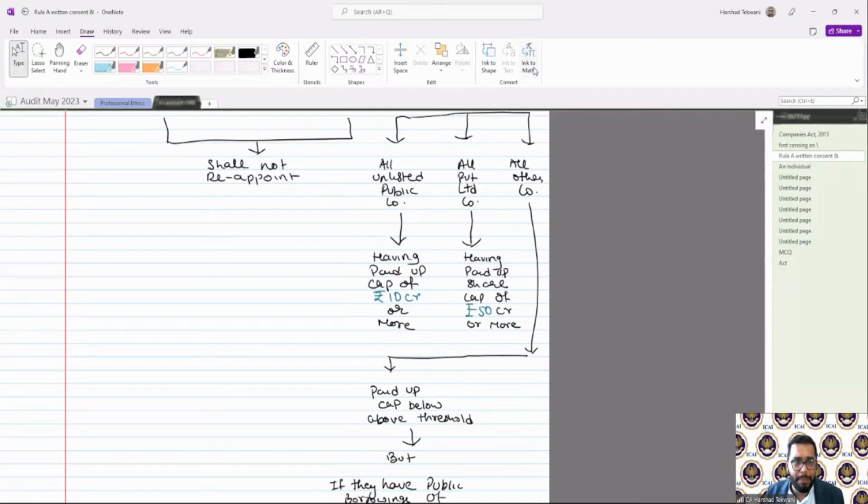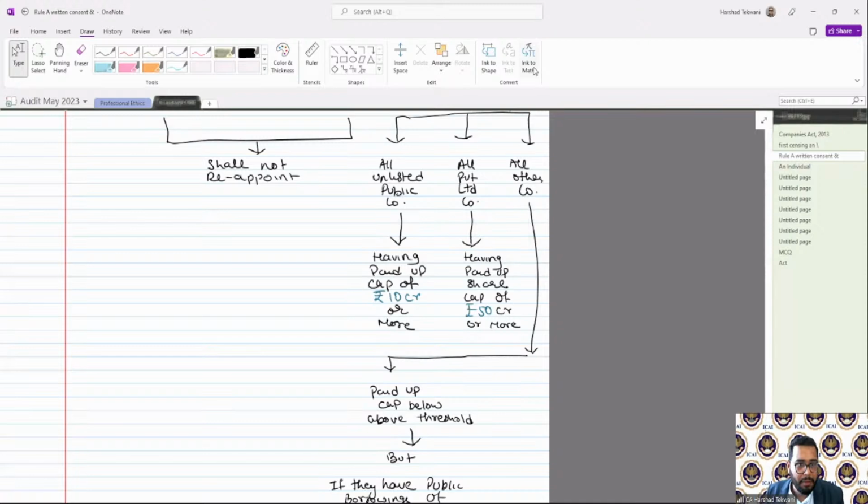So Rule 5, the prescribed one. The prescribed one has three categories. In case of an unlisted public company, paid up capital of 10 CR or more. In case of all private companies, paid up capital of 50 CR or more.